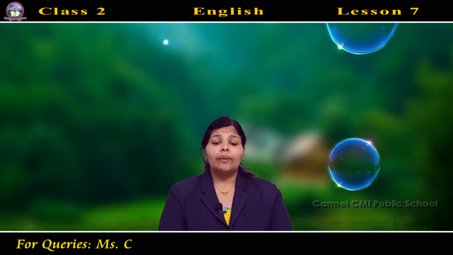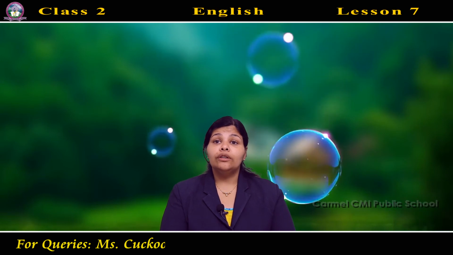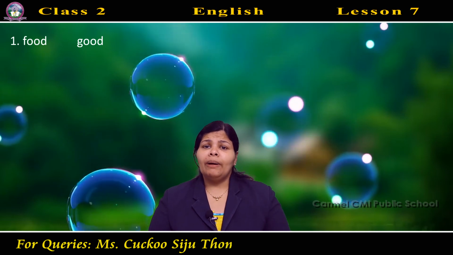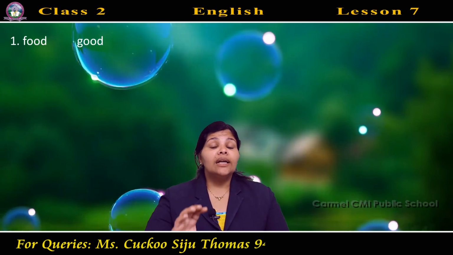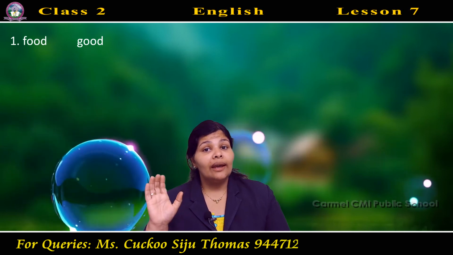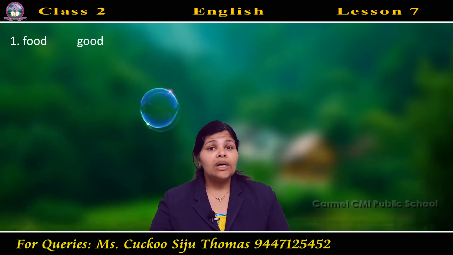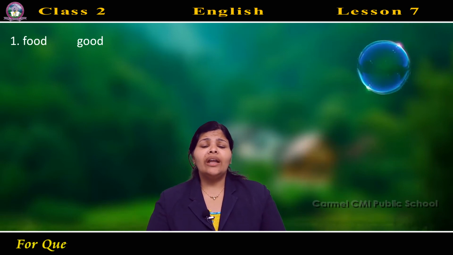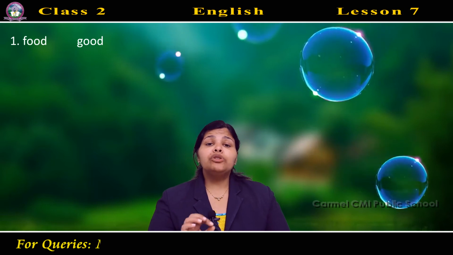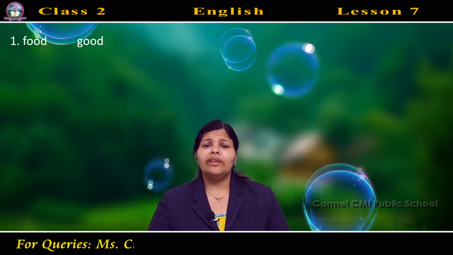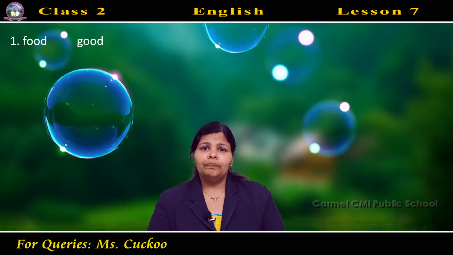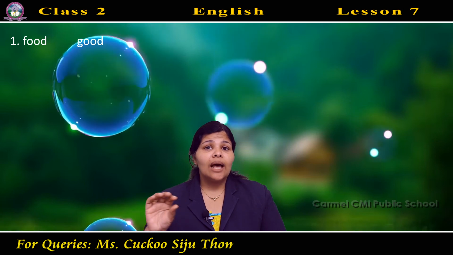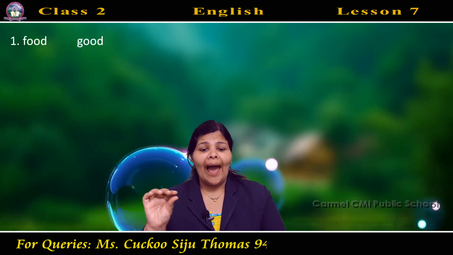Find and write words from the poem that rhyme with the following. Now, food. What do you mean by rhyming words? It has the same sound at the ending. Rhyming words are words which have the same sound at the end. So there is a word that rhymes with food, the same sound at the end. Which is the word? Good. Very good. So food, good. End sound, wood. So food and good.